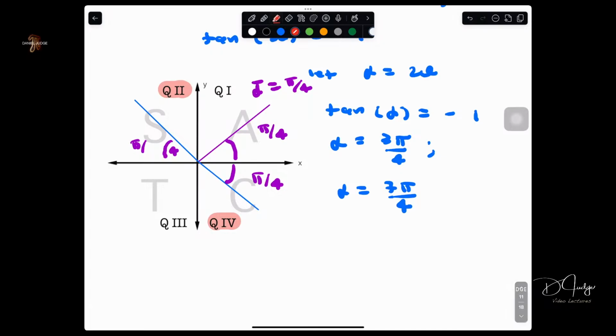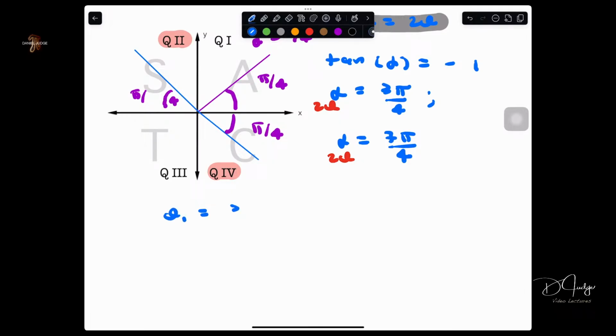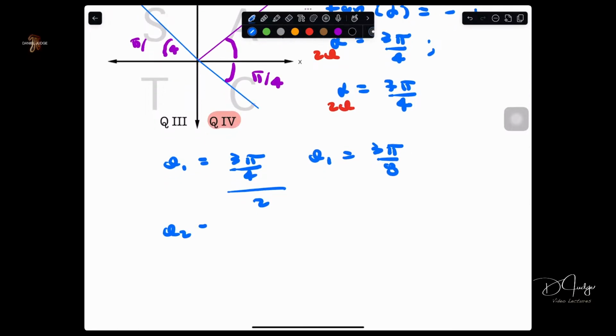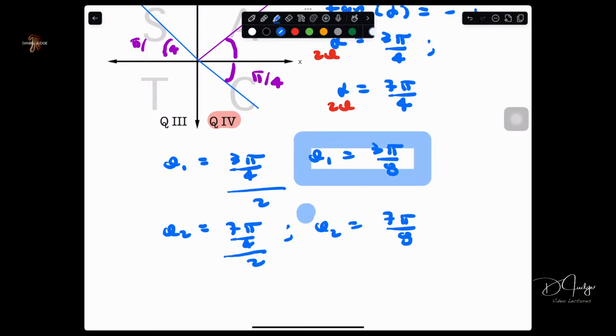So alpha, though, is double theta. Don't forget that. And what that'll mean is, since alpha is double theta, replace your alpha with a double theta and solve for theta. Your first solution, theta 1, is 3 pi over 4 divided by 2, which means 3 pi over 8. The second solution is 7 pi over 4, divided by 2, which means the solution is 7 pi over 8. So, ladies and gentlemen, these are the two values of theta where you'll have a horizontal tangent.